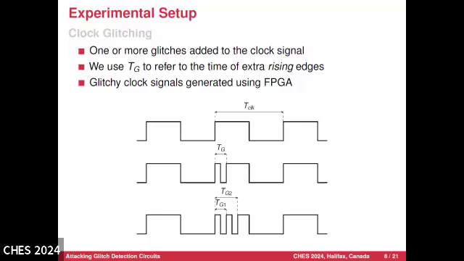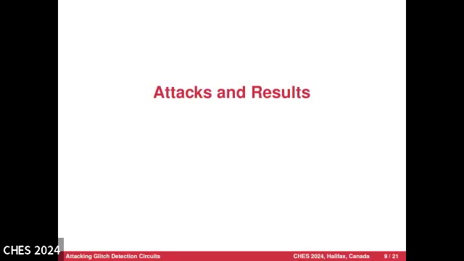Also, these glitchy clock signals will be generated using FPGAs. And in the experiments I'll show here, it's been done on the same FPGA as the target. But in the paper, we have some discussions and some experiments using different boards and so on. So this is representing a best case scenario. Next, we'll describe various methods where we think we might be able to bypass these detectors. And as we go along, we'll have a look at various results.